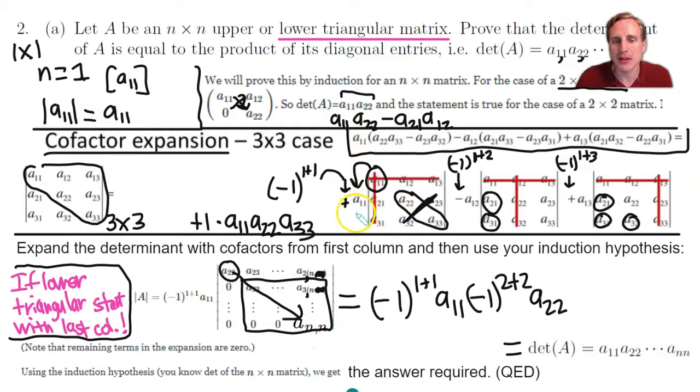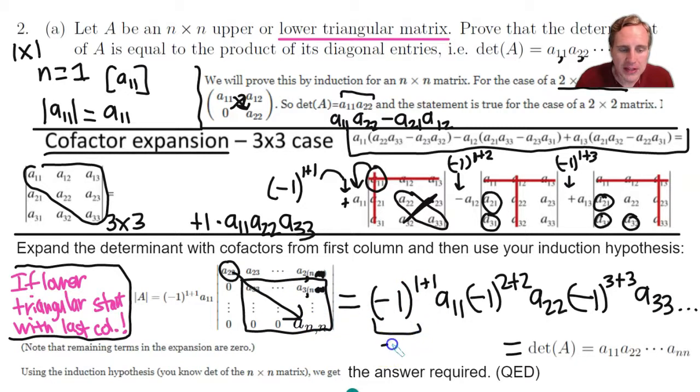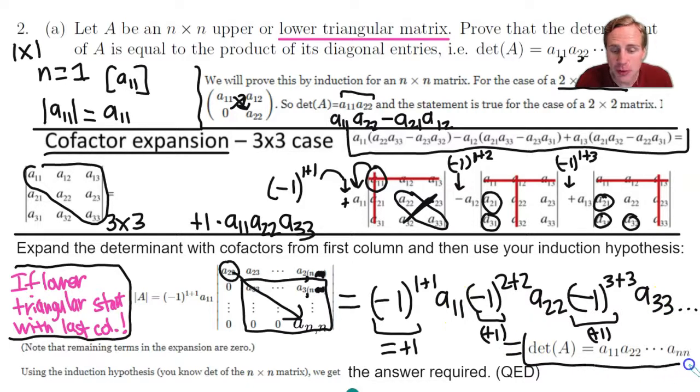I hope you understand that, because the only one that stood up in this 3x3 was the A11. The next one that'll stand up is the A22. The next one that'll stand up is the -1 to the 3 plus 3, A33, and so on and so forth, all the way down to ANN. So if you think about it, all of these are equal to +1, so all of these -1s to even powers. And then notice that all we're left with is A11, A22, A33. So that's exactly what the determinant is. That's what we set out to prove.